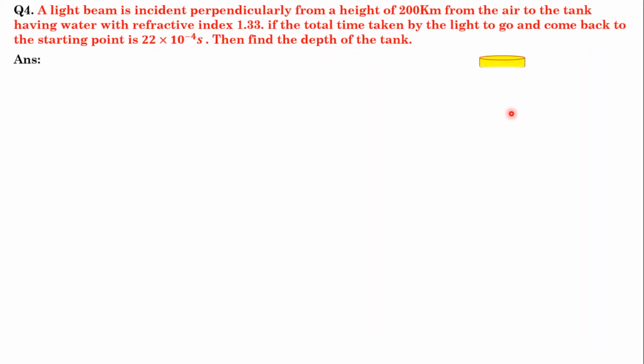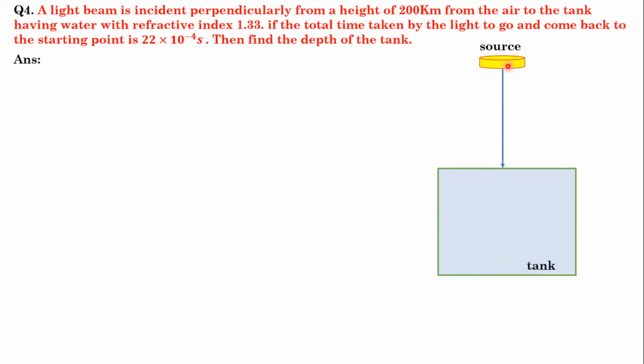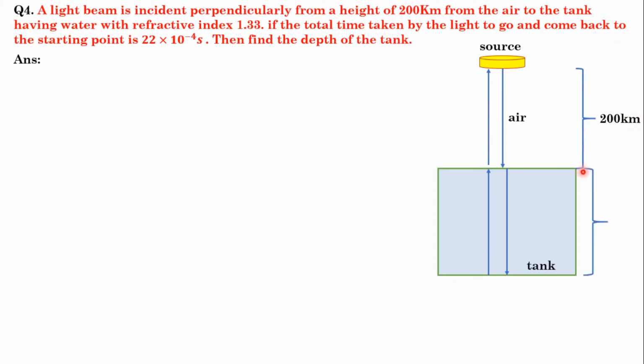Suppose we have a light source and we have a water tank. Light is going from this source to the water tank in air, and it goes in water. Then after a reflection, it bounces back and reaches the source. The distance between source and water tank is 200 km. The height of the tank we have to calculate. Let us assume it is h, and the time taken by light to go there and come back is 22 into 10 to the power minus 4 seconds.